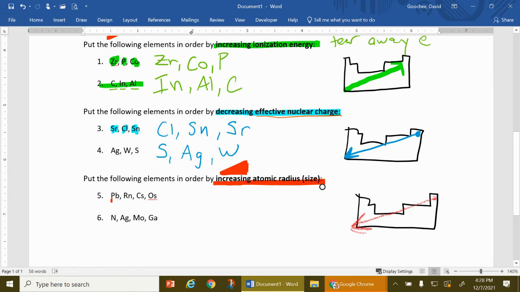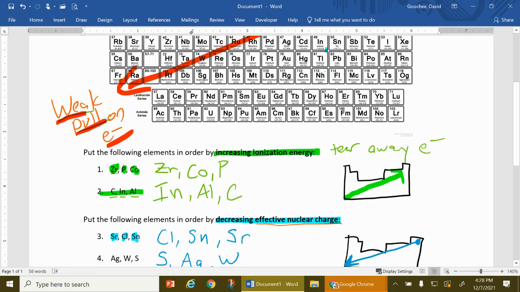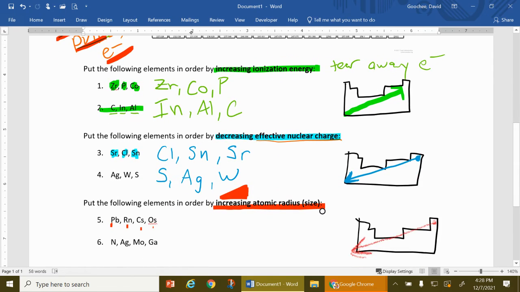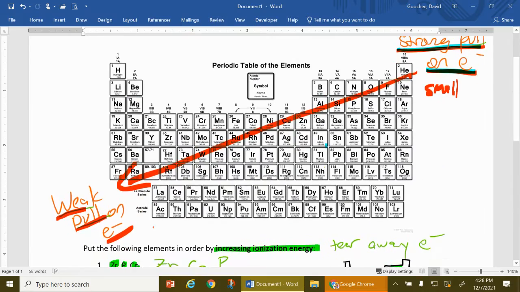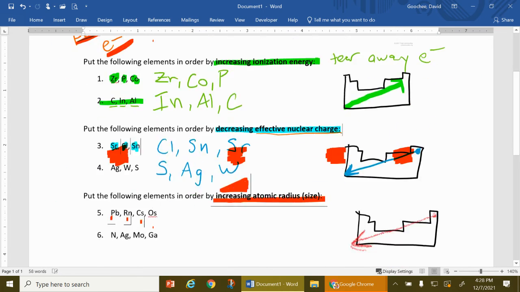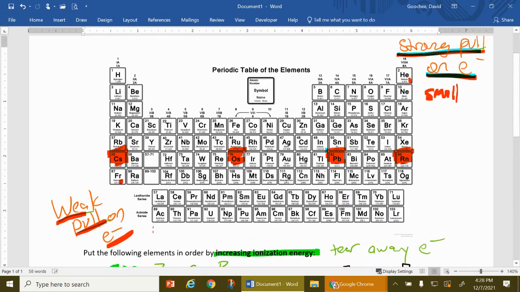So let's find them. Lead, radon. Is that radon or radium? That's radon. Cesium and osmium. So let's find them up here. We have got lead, we have got radon, we have got osmium, and we have got cesium. Those are the ones. Great.